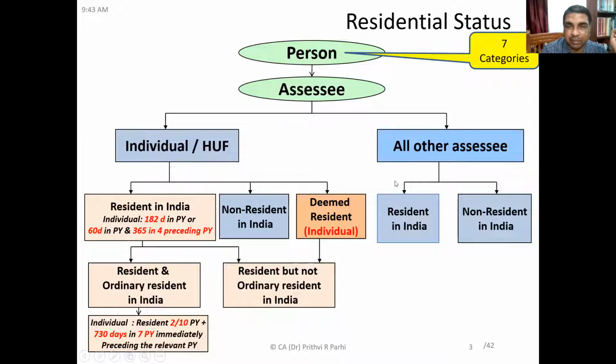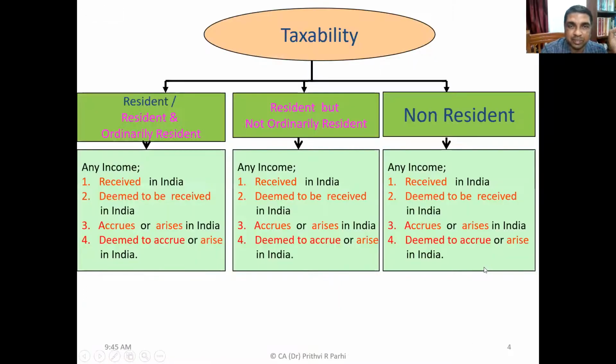All other assessees can be either resident in India or non-resident in India. These concepts we are aware of. Now coming to taxability, depending upon the residential status, we have classified a person as either resident and ordinarily resident, resident but not ordinarily resident, or non-resident. And what are the kinds of income that will be taxable?